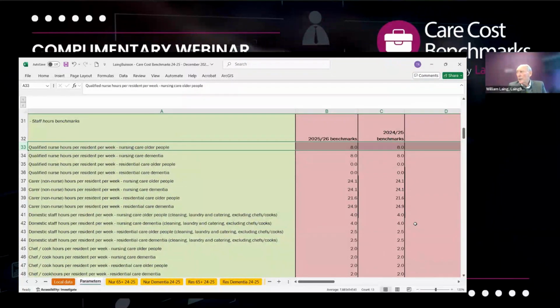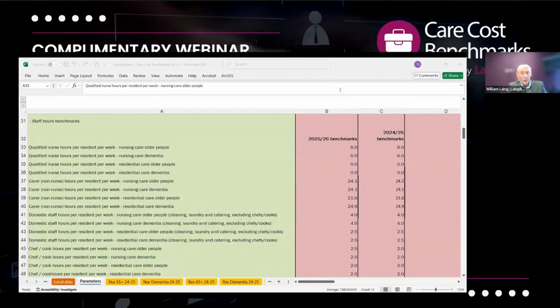Now, the interesting thing about the numbers of hours per resident per week is that they don't change much over time, despite the known fact that the resident profile is becoming more dependent. The rates of input of staff, on average, do not change very much. So this is actually an absolutely basic and fundamental number that has to go into a model which is built up from each individual driver of cost.